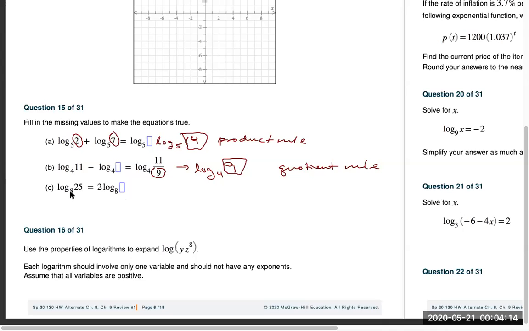In this last part, we have log base 8 of 25 equals 2 log base 8 of something. Now this one's a little more difficult, right? Essentially what you want to do is think about the log base 8 of 25 part. You're going to want to bring a 2 down from inside your argument. So how do we make 25 into a perfect square? Color code that part. Remember, this is the yellow part.